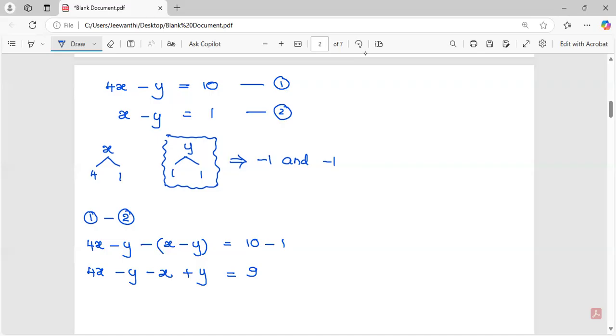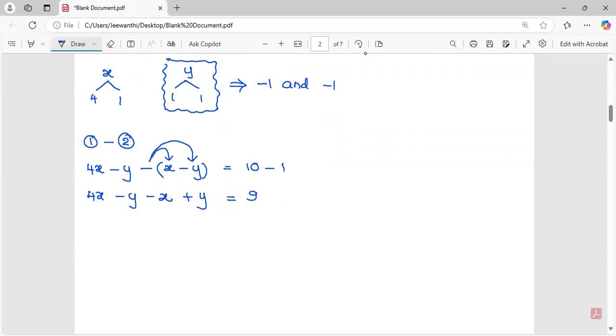Then the next step, I solve it. So how am I going to solve it in front of the bracket? Now I have a negative sign, negative times x, negative x, right? And you know that we have learned these things in grade 6 and 7. So then negative times negative y becomes positive y, right? So then what I do, I cancel negative y and positive y. Then I have 4x minus x equal to 9. Then 3x equal to 9. So that means x equal to 3, right? If 3x is equal to 9, x equal to 3.